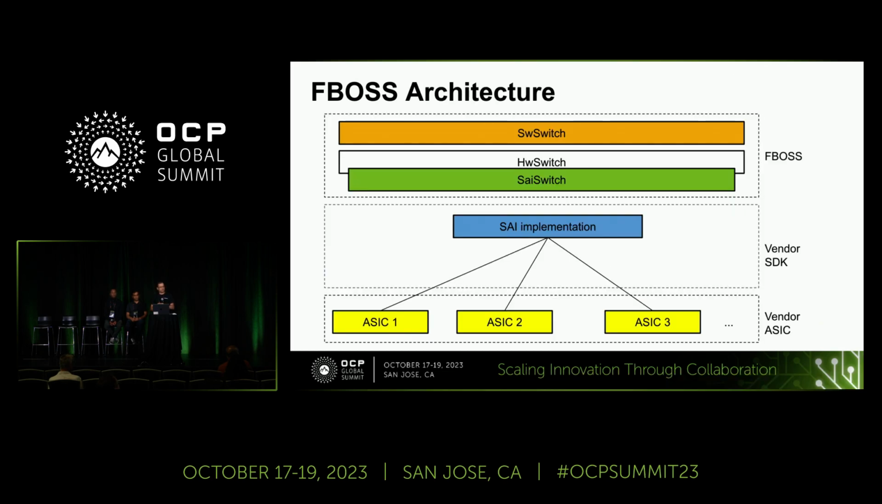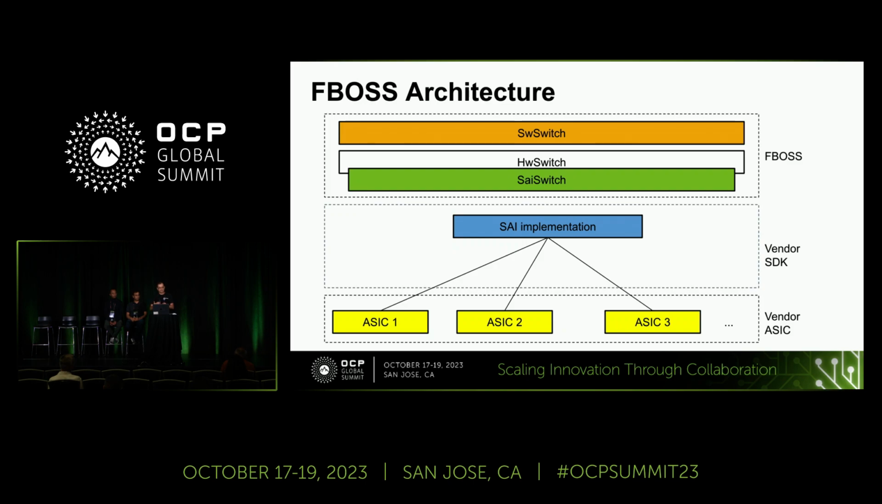Here is a quick look at a very high-level FBOSS architecture. There are 3 blocks. The top block is the FBOSS binaries. The middle layer is the vendor SDK. FBOSS uses SAI, so that's the SAI implementation. And then the forwarding ASIC at the very bottom. At a very high level, the config, as I mentioned, is very specific to the switch. The config is fed into the software switch, which converts it into what we call a switch state, which is an in-memory representation of the config that we want to push out.